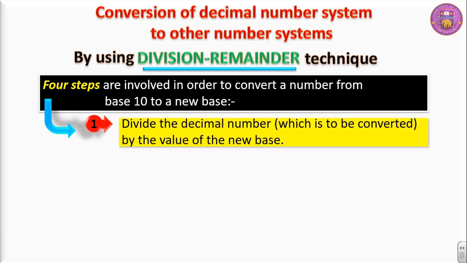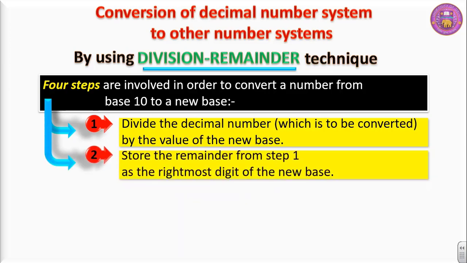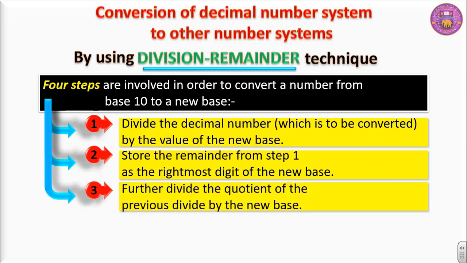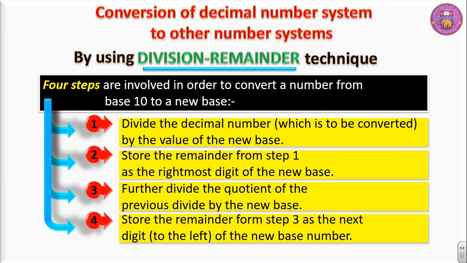The first one is divide the decimal number which is to be converted by the value of the new base. Second, store the remainder from step 1 as the rightmost digit of the new base. Third, further divide the quotient of the previous divide by the new base. And the fourth and the last point is store the remainder from step 3 as the next digit to the left of the new base number. We will have 2 examples to understand these 4 steps, and we will be converting decimal number system to other number systems.